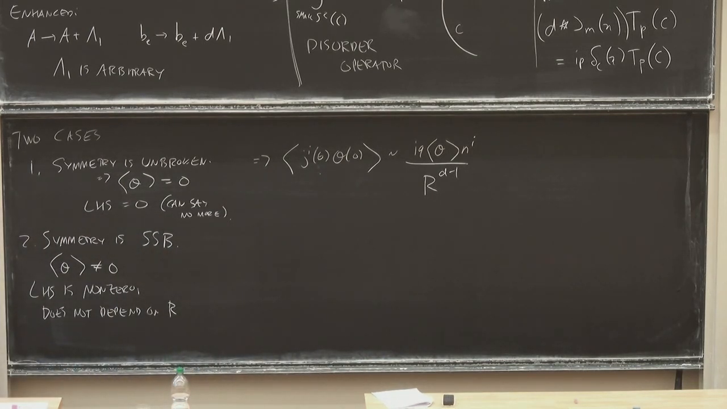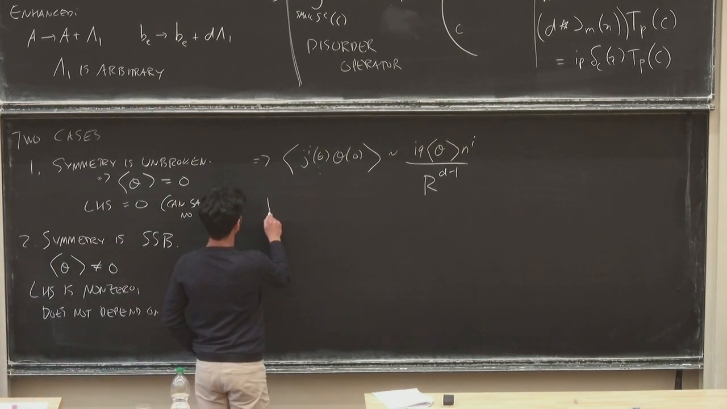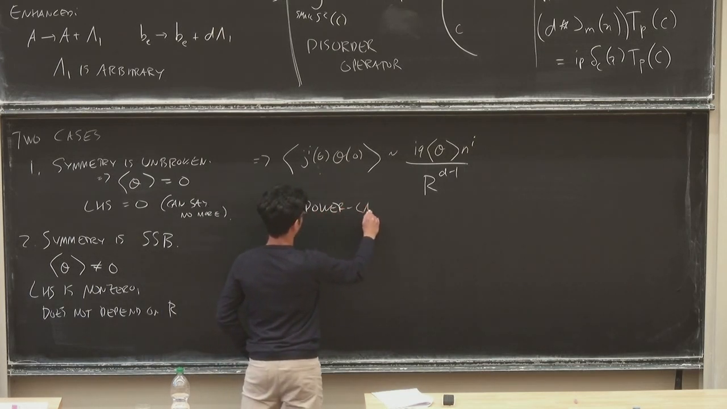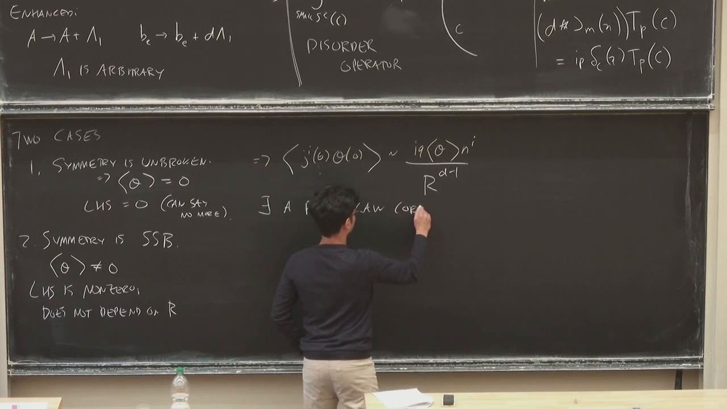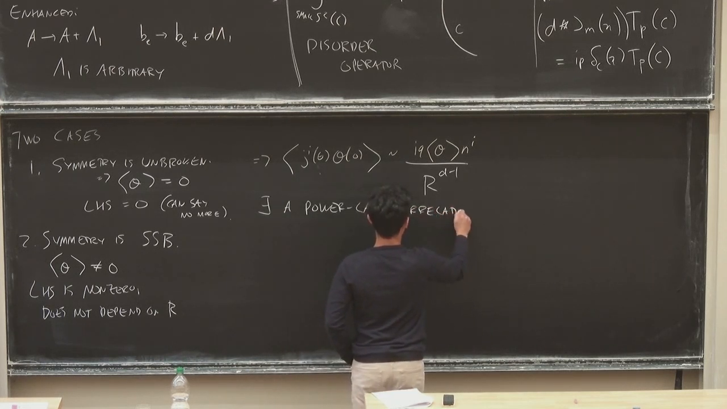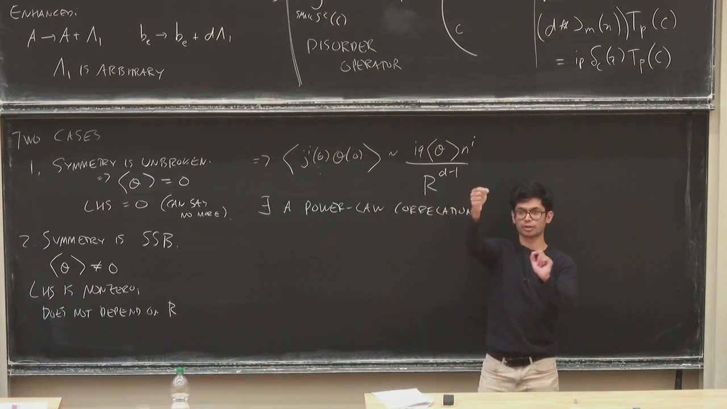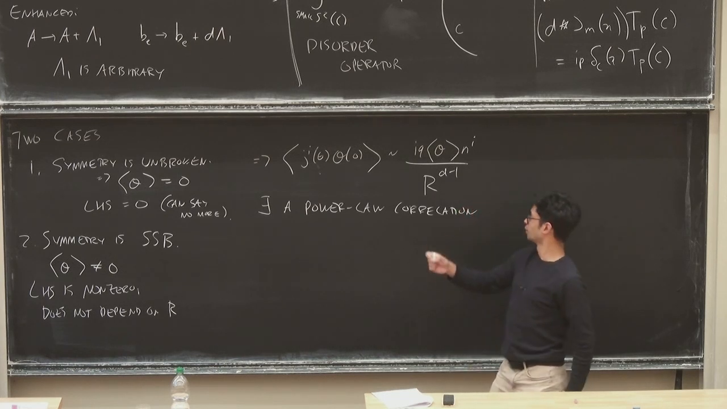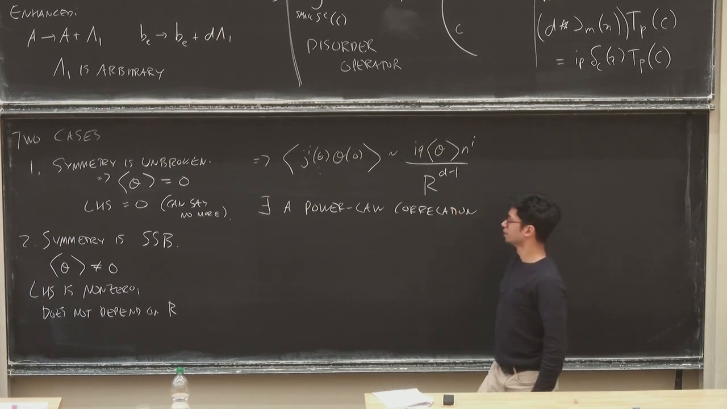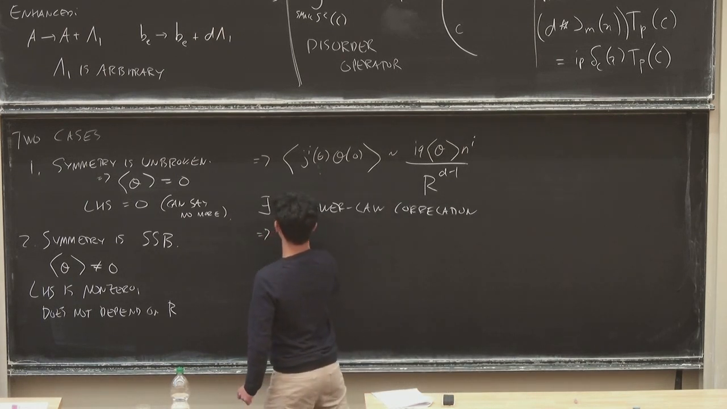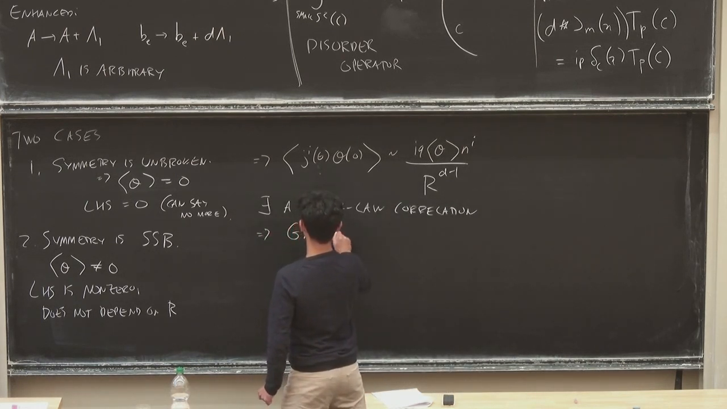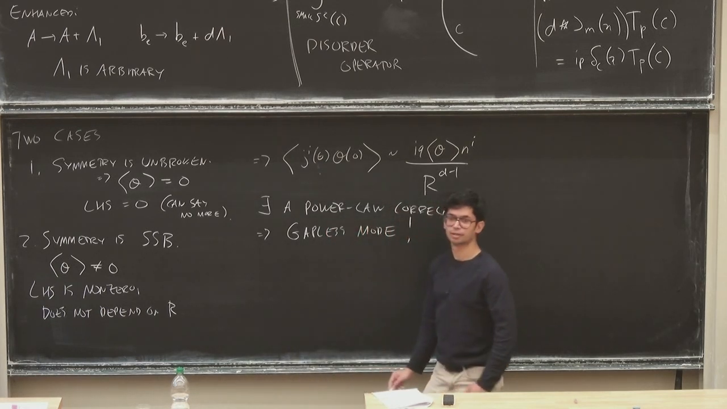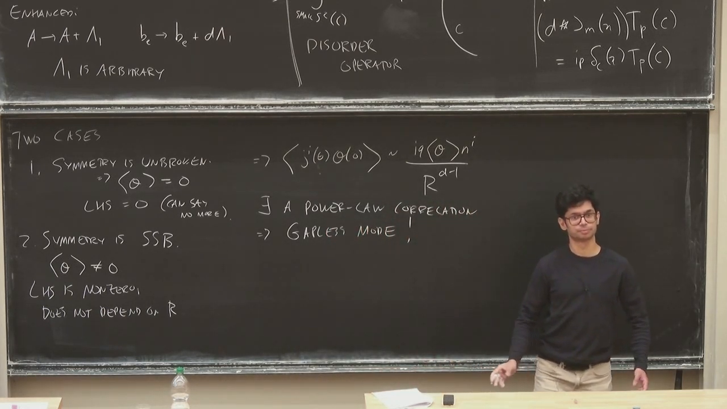But that means, remember, this point, J_i of theta, is a distance r away from the origin. That means in the Euclidean theory, there exists a power law correlation. There's a correlation function that decays like a power law in the distance. It goes like 1 over r to the d minus 1. That's the definition of a gapless mode, or a massless mode. And that gapless mode is the Goldstone mode.